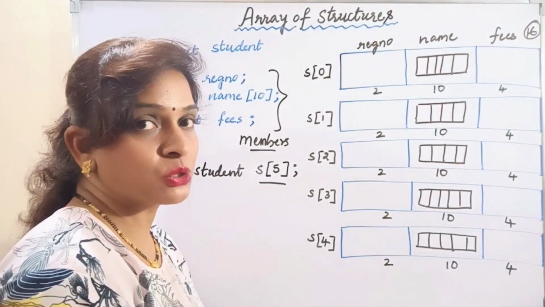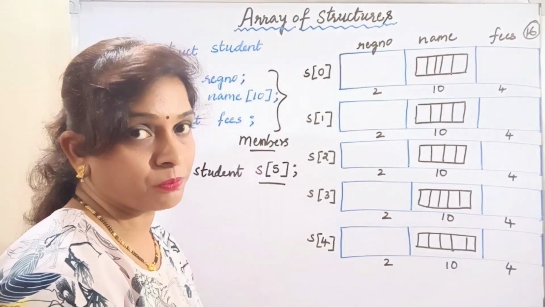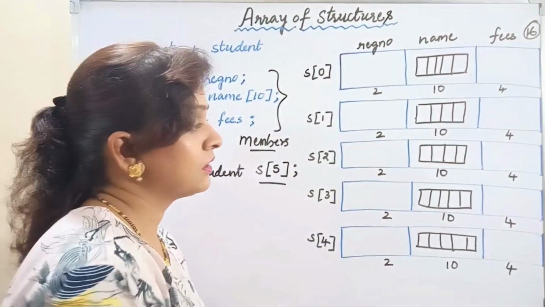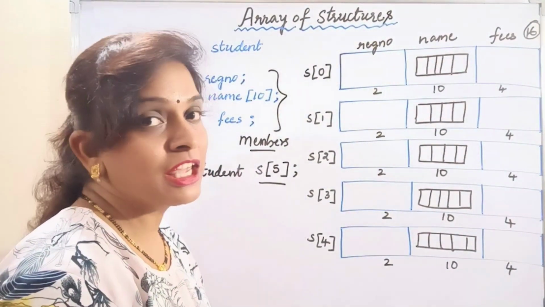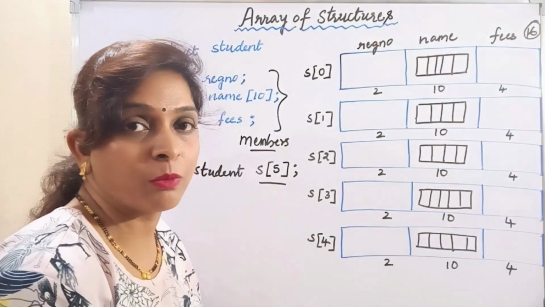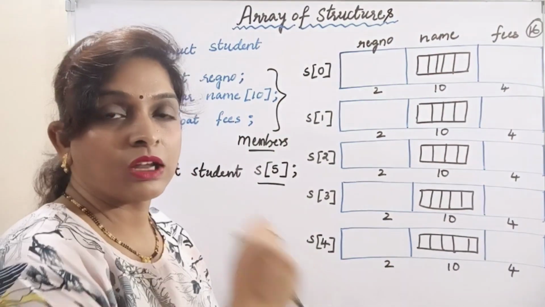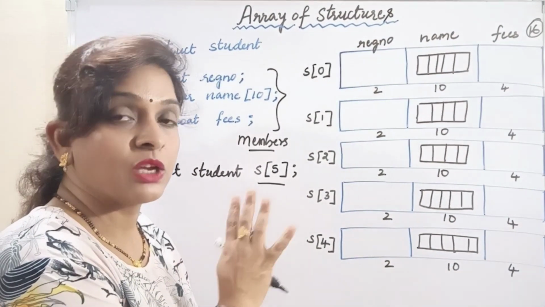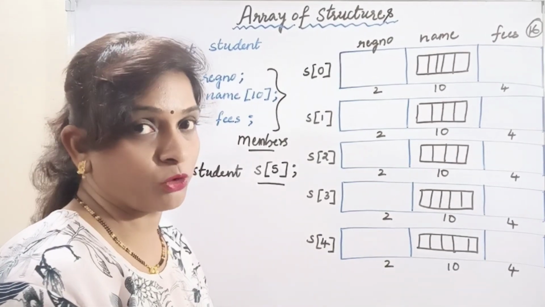Maximum 5 I can store, it can be less than that also. But when I am using less than the allocated memory, the allocated memory will be wasted. If I just store 3 student details, the remaining memory will be wasted. Now let us see how to use this array of structure with a for loop with a complete program.